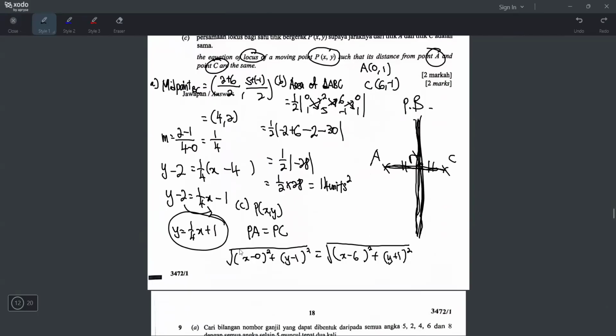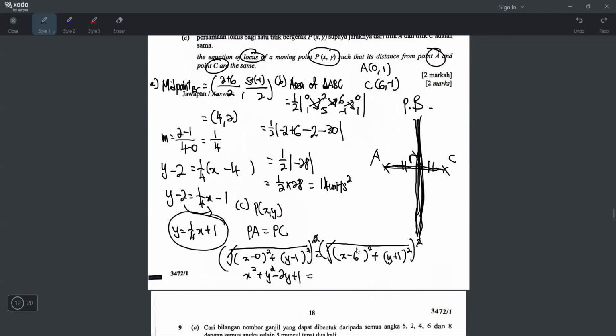Okay, now how to get rid of the square root? You can square both sides. Okay, the reason I'm doing this is because I want to get rid of the square root. So when you square both sides, the square root and square, you can cancel, you can cut, right? So you're left with this x minus 0, which is x, and then square is just x square. And then the y minus 1 square, you can expand. And when you expand, you become y square. And then -1y times 2 is -2y. And then -1 square is +1.